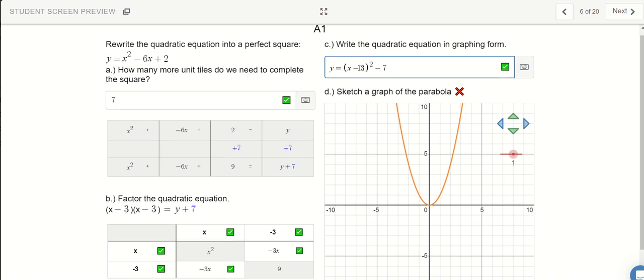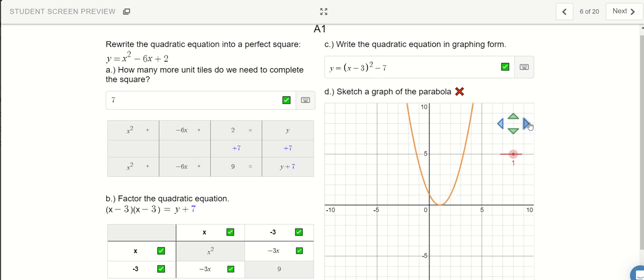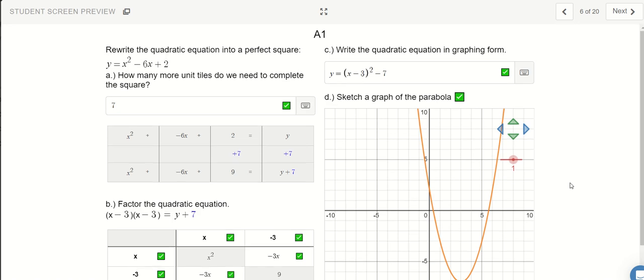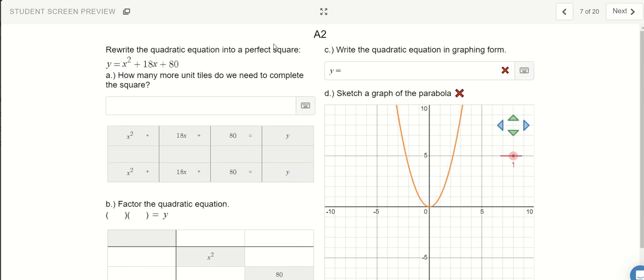So to graph this, again, -3, this is inverted controls. -3 actually means we're going right 3. 1, 2, 3. And -7 is going to be down 7. 3, 4, 5, 6, 7. Right, and so that's our parabola. All right, try the next one.